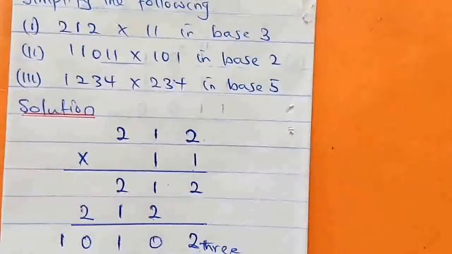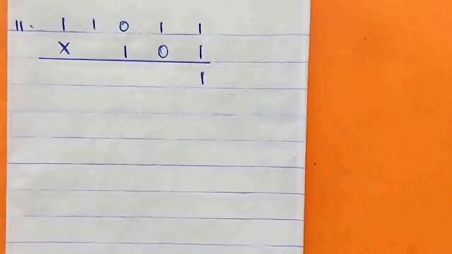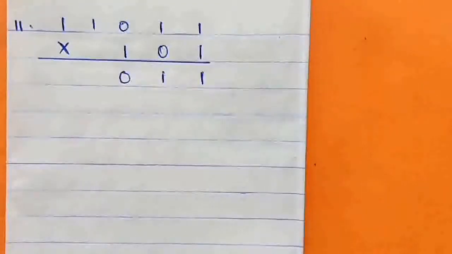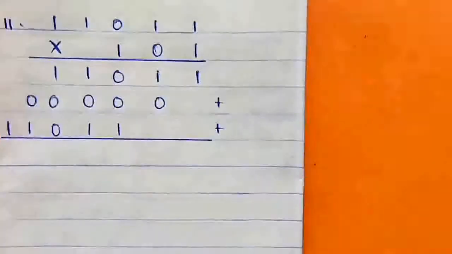Let's go for the next question. 1 times 1 is 1. 1 times 1 is also 1. 1 times 0 is 0. 1 times 1 is 1. The zeros will be like this. The other one will be like this. We need to sum them together.